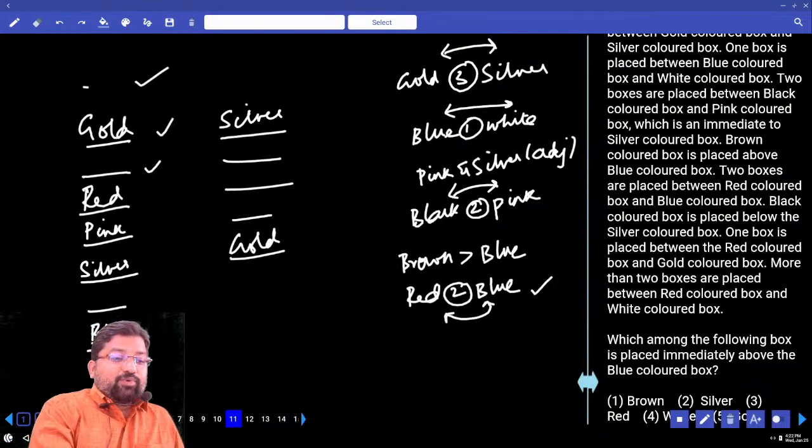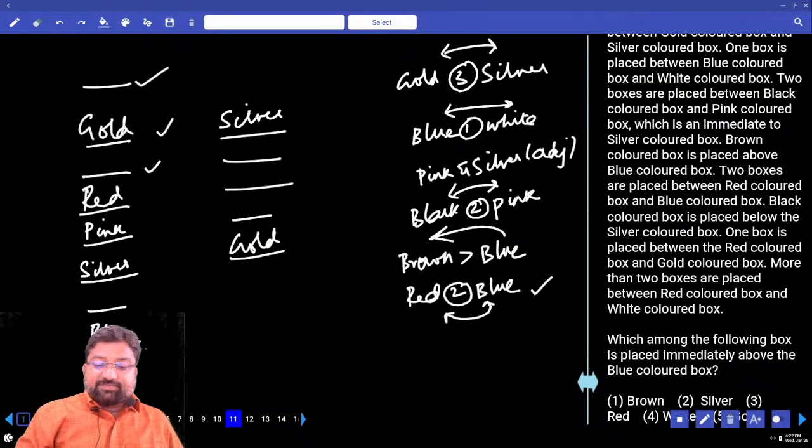1, 2. I can take blue here, but I have a problem. Before blue there is brown.